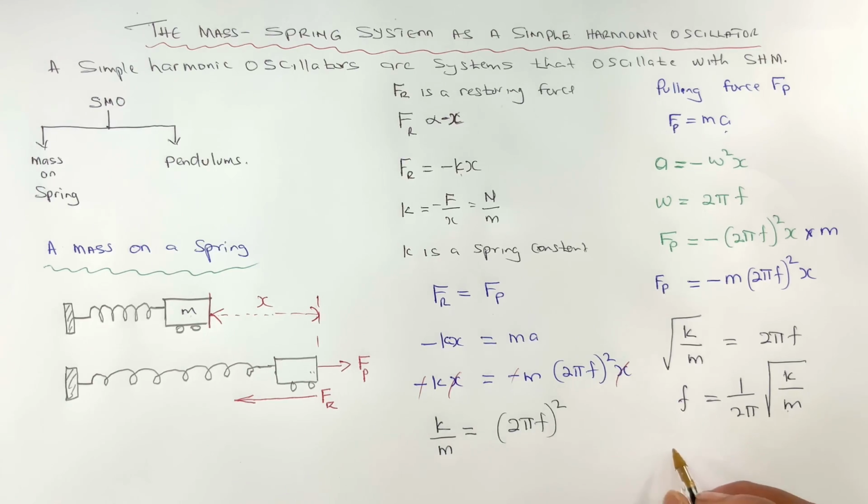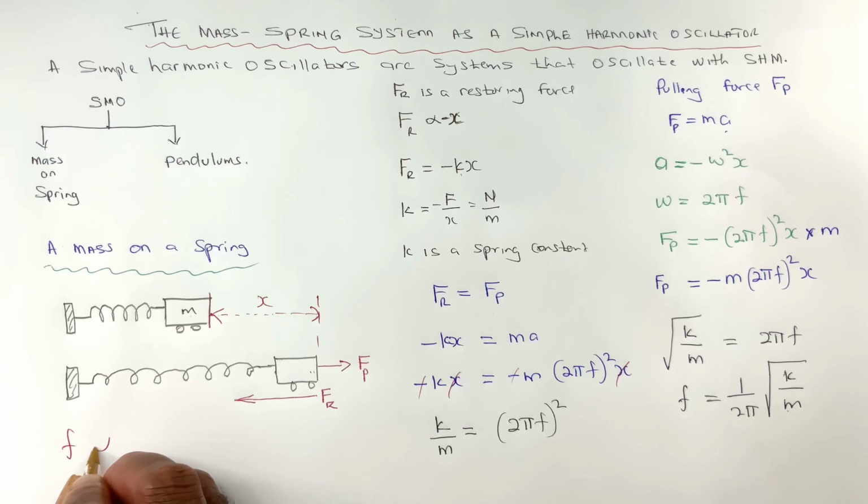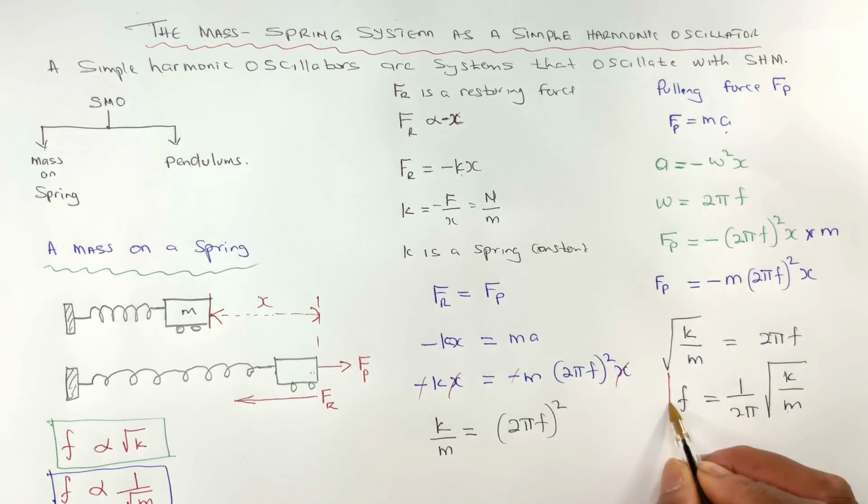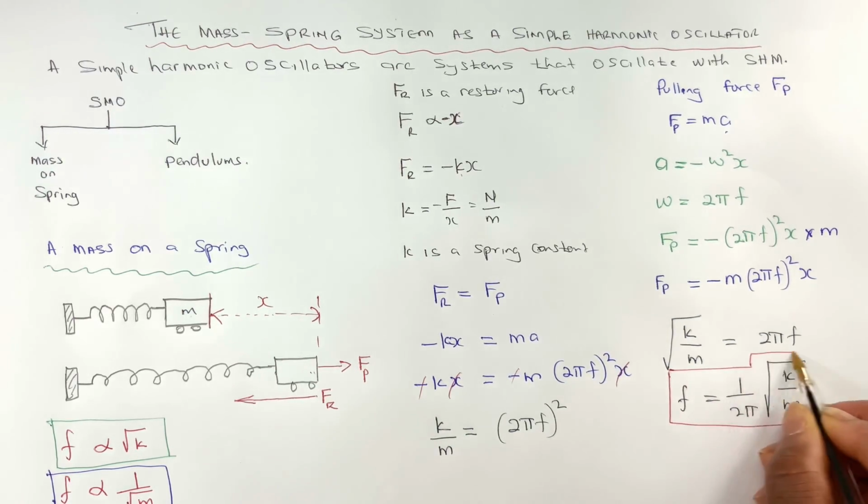So the frequency has a relationship with the spring constant and the mass. The frequency f is directly proportional to root k, and f is inversely proportional to root m. So that's the relationship of the frequency with the spring constant and the frequency with the mass. And that's the new formula that we need to recognize for the frequency.